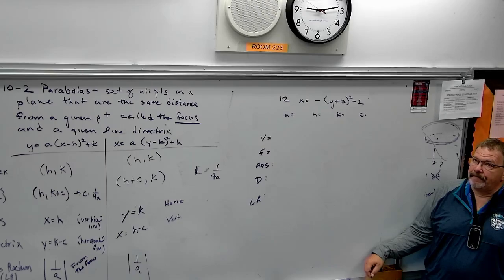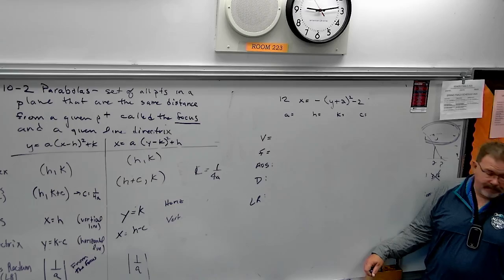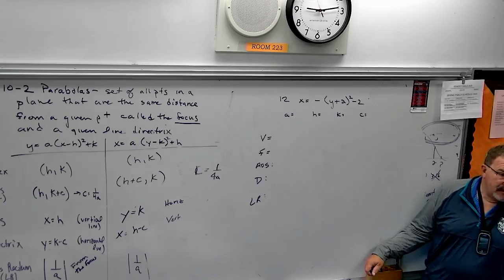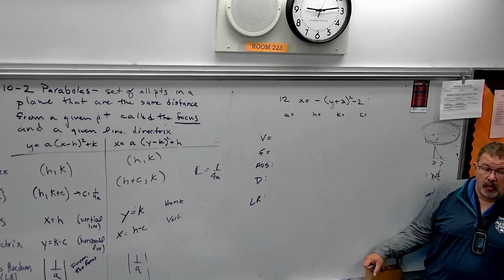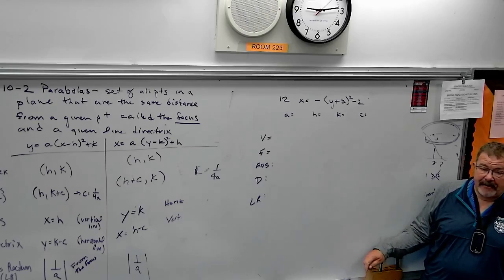Do we still flip our C even if it's not a fraction? Say it again. Do we still flip C? To find your C value, yeah, if you're left with a complex fraction, you'll have to flip it. Wait, what's the formula for C? 1 over 4 times A. Oh.